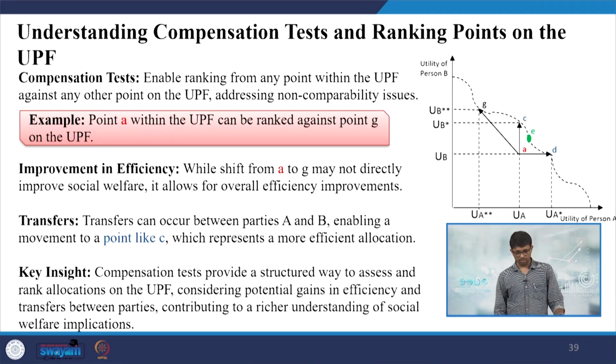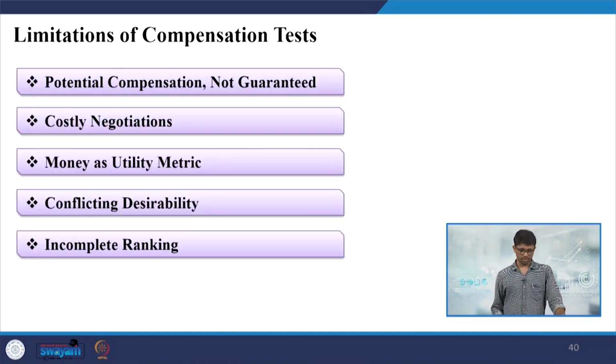Transfers can occur between parties A and B, enabling an improvement to a point like C, which represents a more efficient allocation. There are key insights that compensation tests provide a structured way to assess and rank allocations on the UPF, considering potential gains in efficiency and transfers between parties and contributing to a richer understanding of social welfare implications. There are limitations of the compensation test.